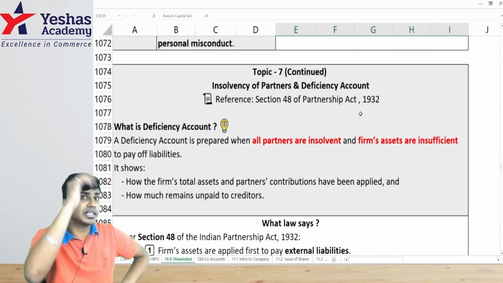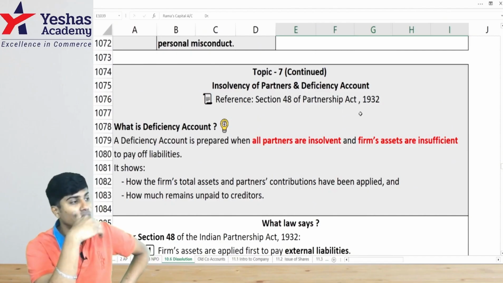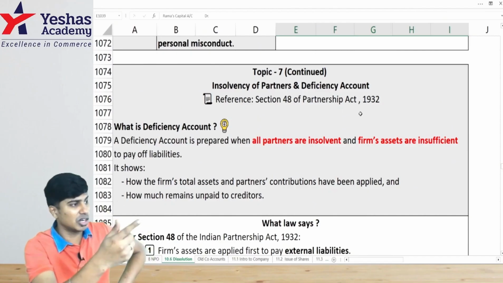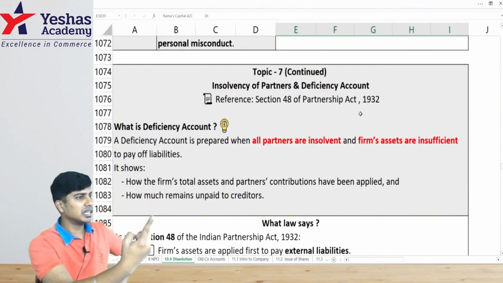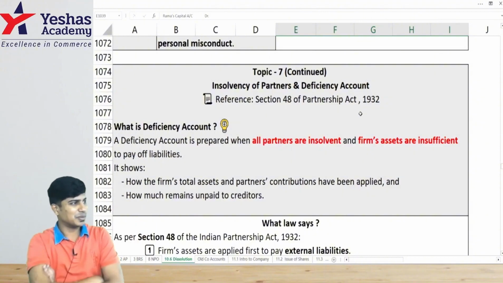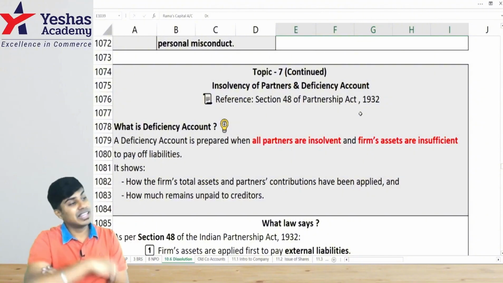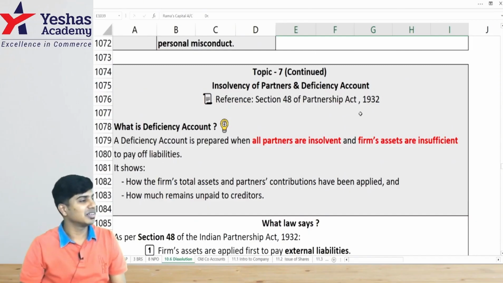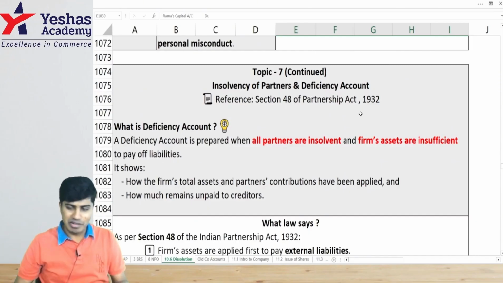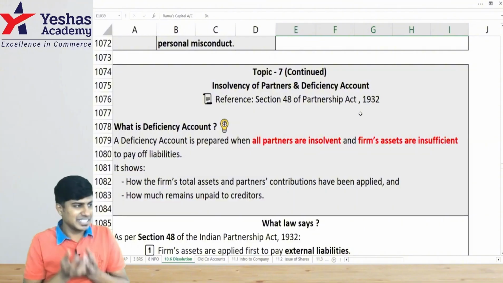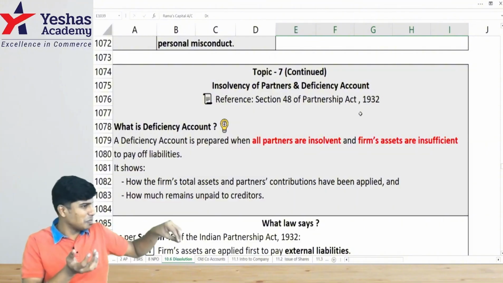What if all the partners are insolvent? Or what if all partners except one are insolvent? That one solvent partner has a debit balance in his capital account. Then what will happen? Who will cry? Then the liability holder will cry. You won't cry. Whenever the firm sells its assets, it gets cash. That cash is used to pay liabilities.